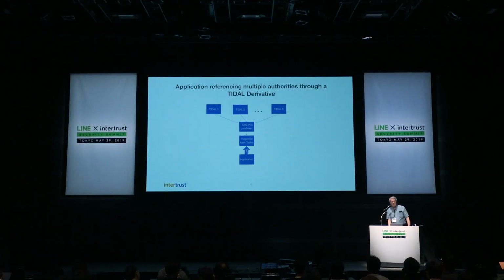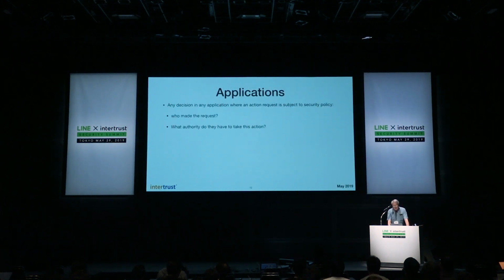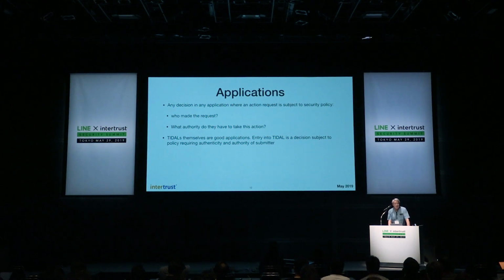And I won't have time to go over this slide, but the idea here is that an application can reference lots of different titles and lots of different derivatives, and a single derivative, on the other hand, can gather that information for the application. A lot of the applications are things like any decision in any application where an action request is subject to security policy. Who made the request? What authority do they have to take this action? And like I said, titles themselves have those kinds of questions to answer.